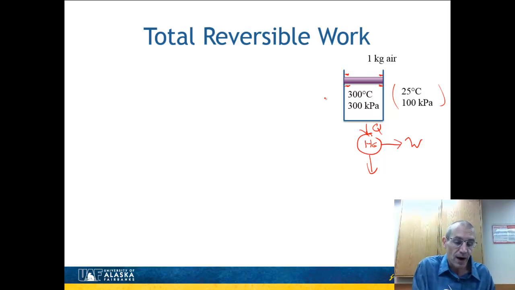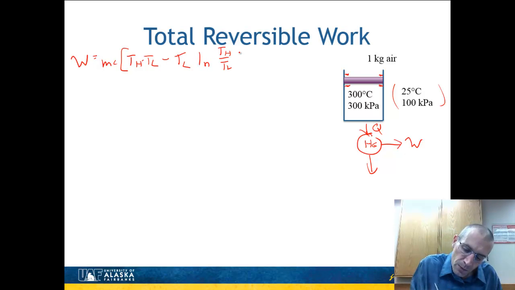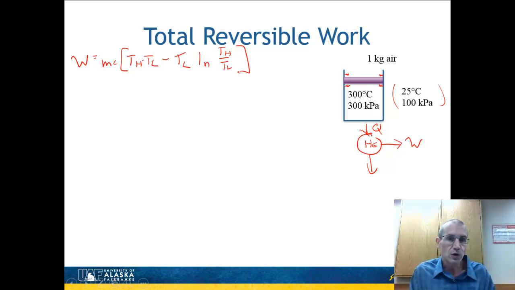Now this is that finite temperature source, because as I pull heat out, I've only got 1 kilogram. It's going to drop from 300, and I can operate it until it gets all the way down to 25 degrees Celsius. So if I want to know how much work that is, we just saw that equation. That work is equal to mC_v (T_H minus T_L) natural log of T_H over T_L. So let's put some numbers in there to calculate that amount of work.